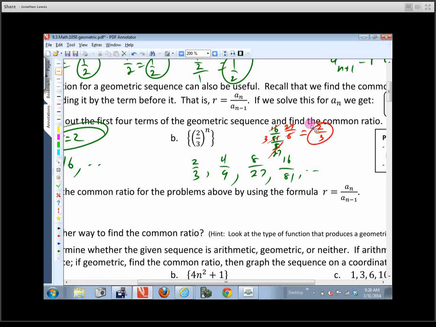Just to double check, I mean, you ought to do more than one pair of terms. So I'm going to take the 4/9 and I'm going to divide it by 2/3. Again, I'll flip this one. 3 on the top, 2 on the bottom. Cancel there, that's a 3. Cancel there, that's a 2. So I end up with a ratio of 2/3. Okay? So there's my common ratio for that particular one.